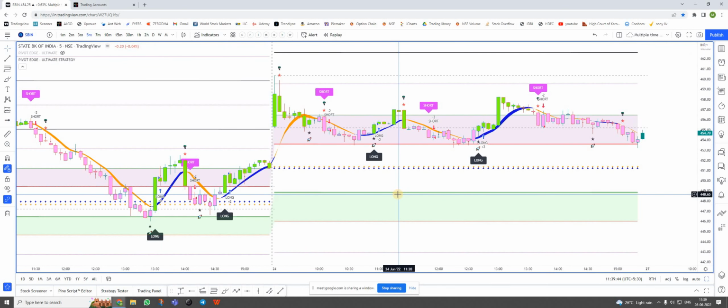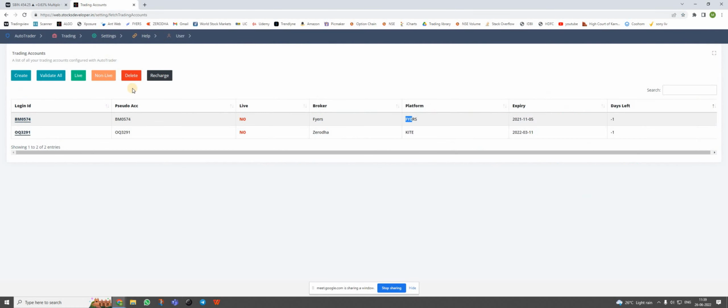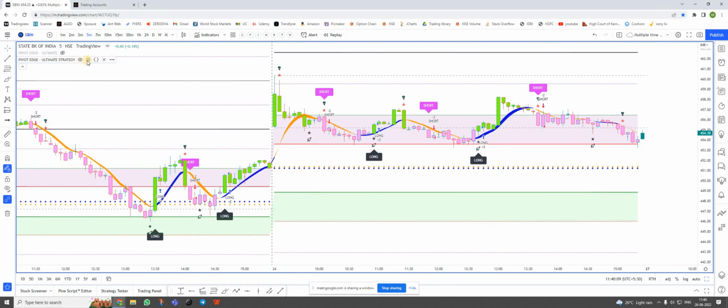Is this provided by you for that auto trade? No, for this also this company will charge monthly 400 rupees for one trading account. This I can set up and give. Okay. So we have to link from this particular one.